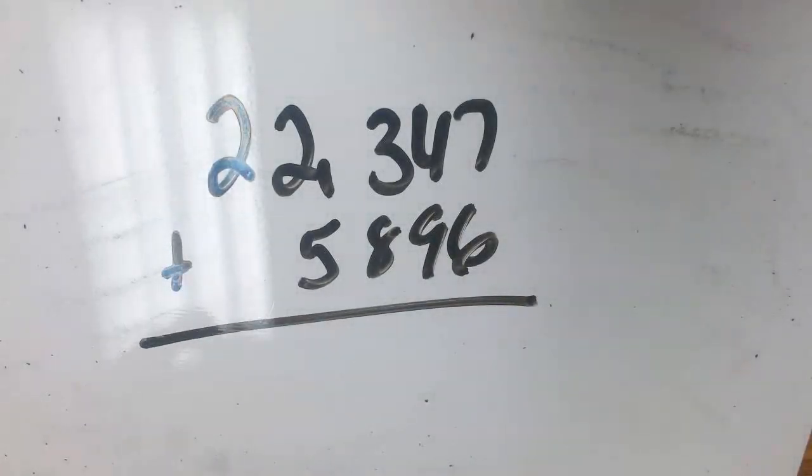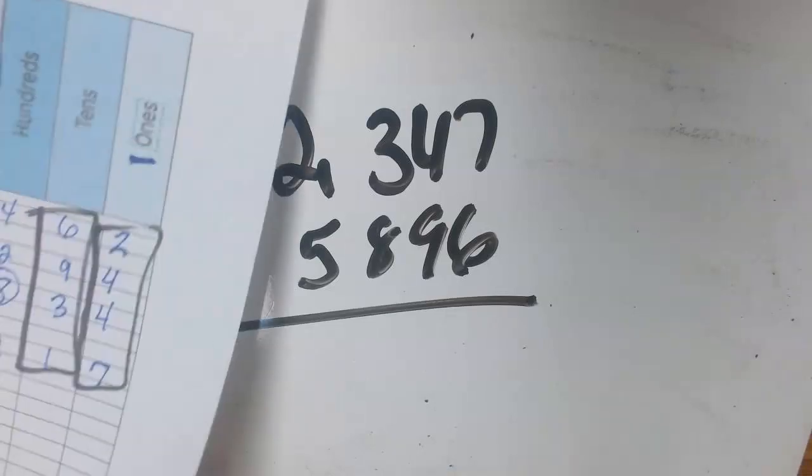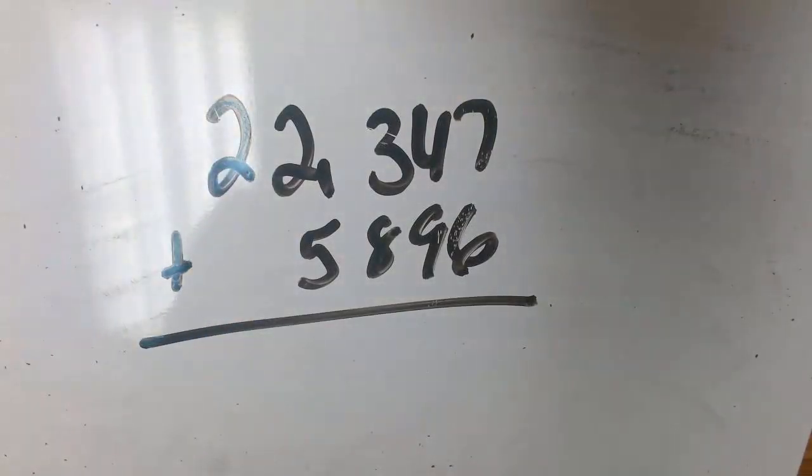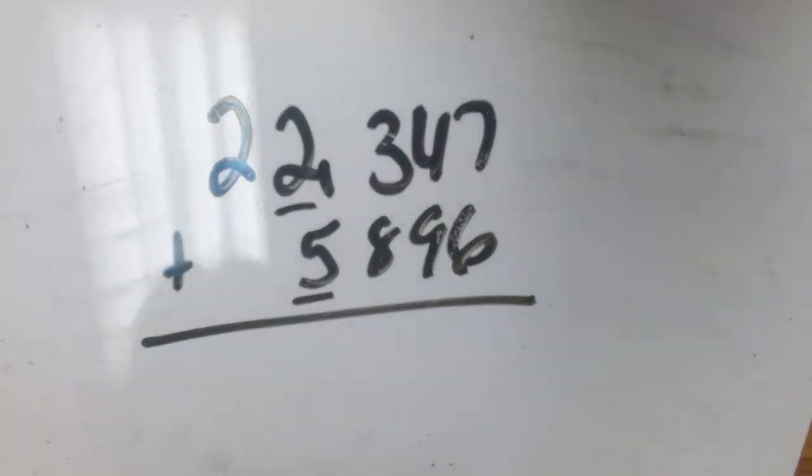Okay, so for this example, to estimate the answer of what this is going to give you, you're going to have to round each number to the same place value. In this case, let's go ahead and round to the nearest 1,000. So when we round to the nearest 1,000, if you need your place value chart, by all means use it. But I know that by now, the thousands is this right here.